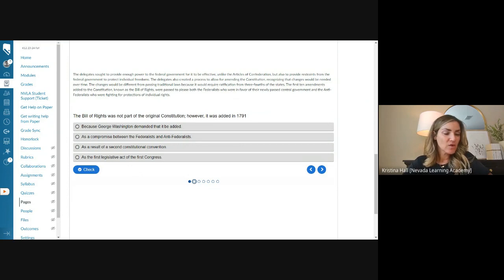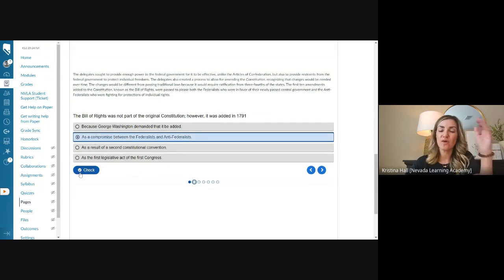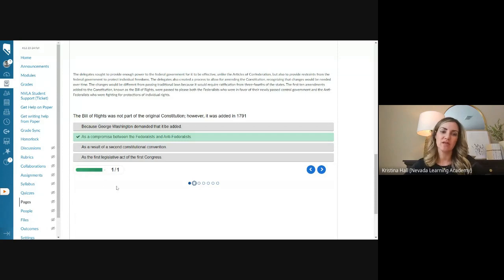The Bill of Rights was not part of the original Constitution. However, it was added in 1791, and this was a compromise between Federalists and Anti-Federalists. So Federalists got their way with the Constitution. The way they got the Anti-Federalists to vote for it was the promise of, and then adding of, the Bill of Rights that specifically made it clear the limitations of the government to keep them from having a tyrannical government.